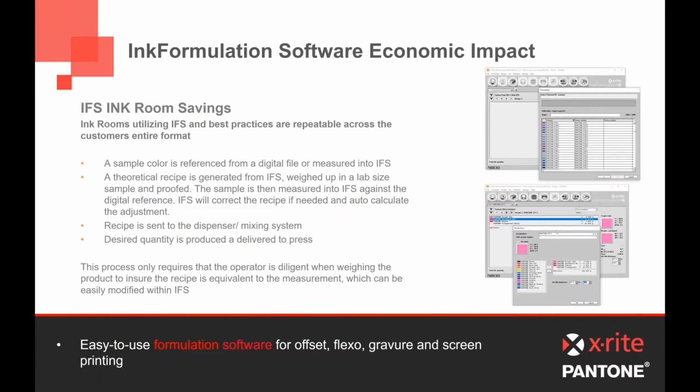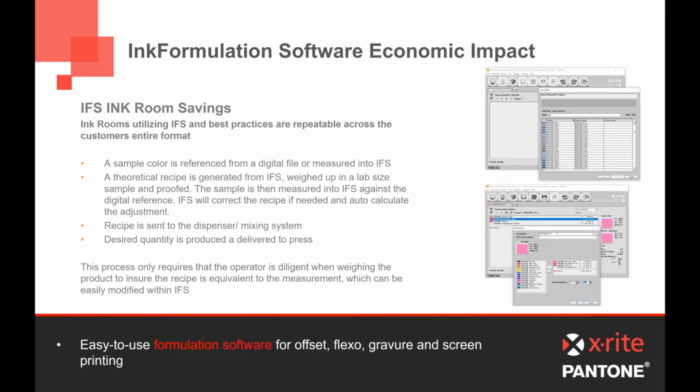Then once they have done that, if it doesn't meet their standards or their delta values, they'll prompt the system to give them an adjustment. It will then adjust the recipe. They'll produce the proof, and they'll continue in that same way until they have the recipe that they desired and they've met their specs. All right, once they've met their specs, they'll deliver that recipe directly to the dispenser.